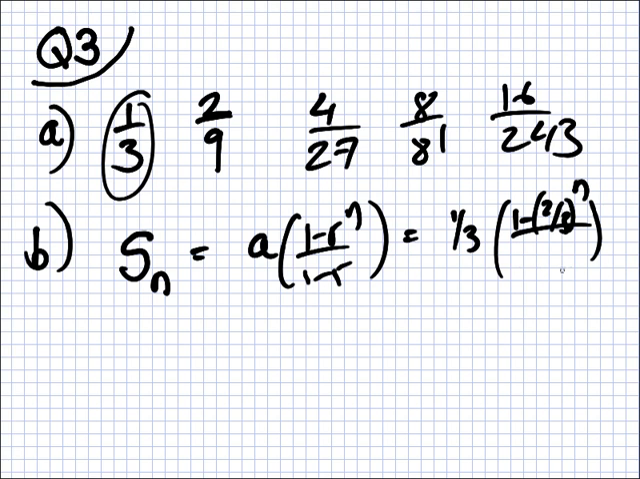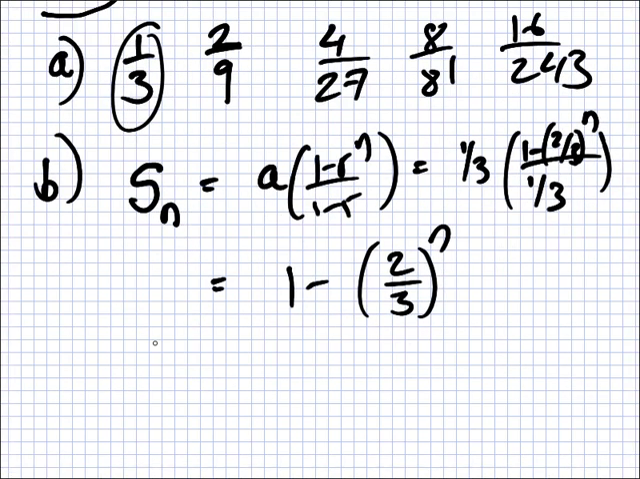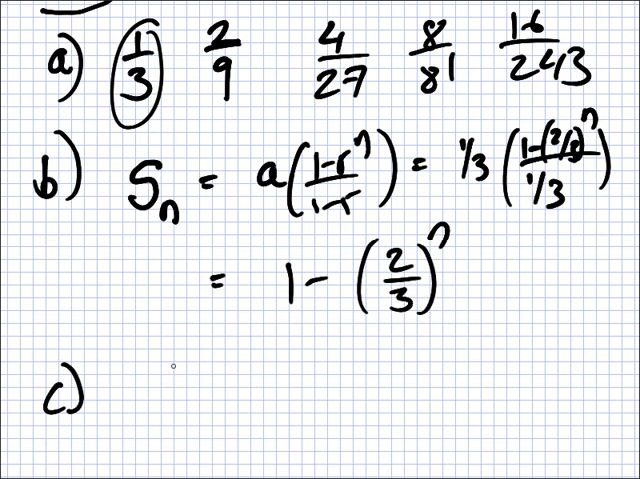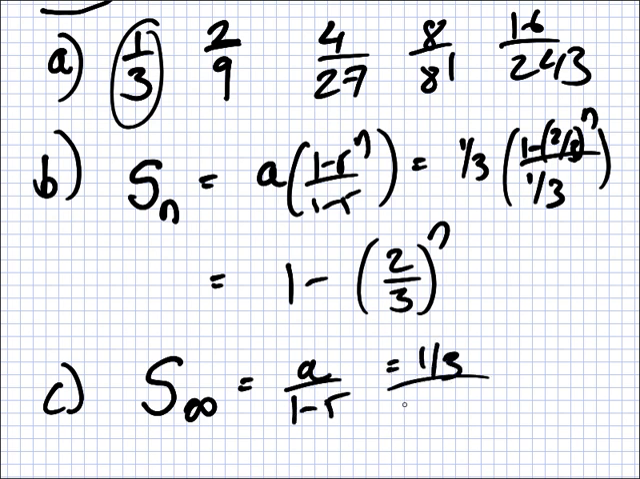Then 1 minus R was 1 over 3, so what cancels? 1 over 3. A lot of you got the answer here, which was good. The next part was another formula. I was asking you for S infinity, which is A over 1 minus R. So that's 1 over 3 over 1 over 3, and again a lot of you got this is 1.